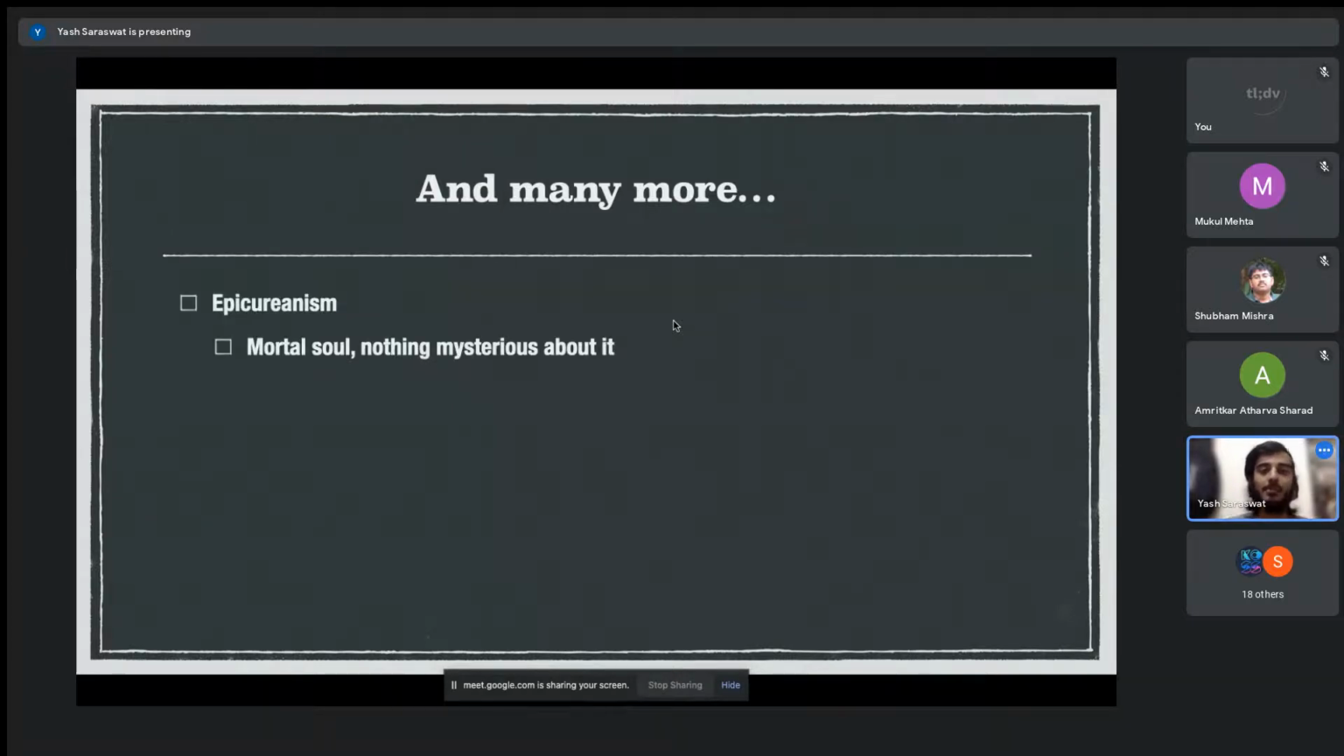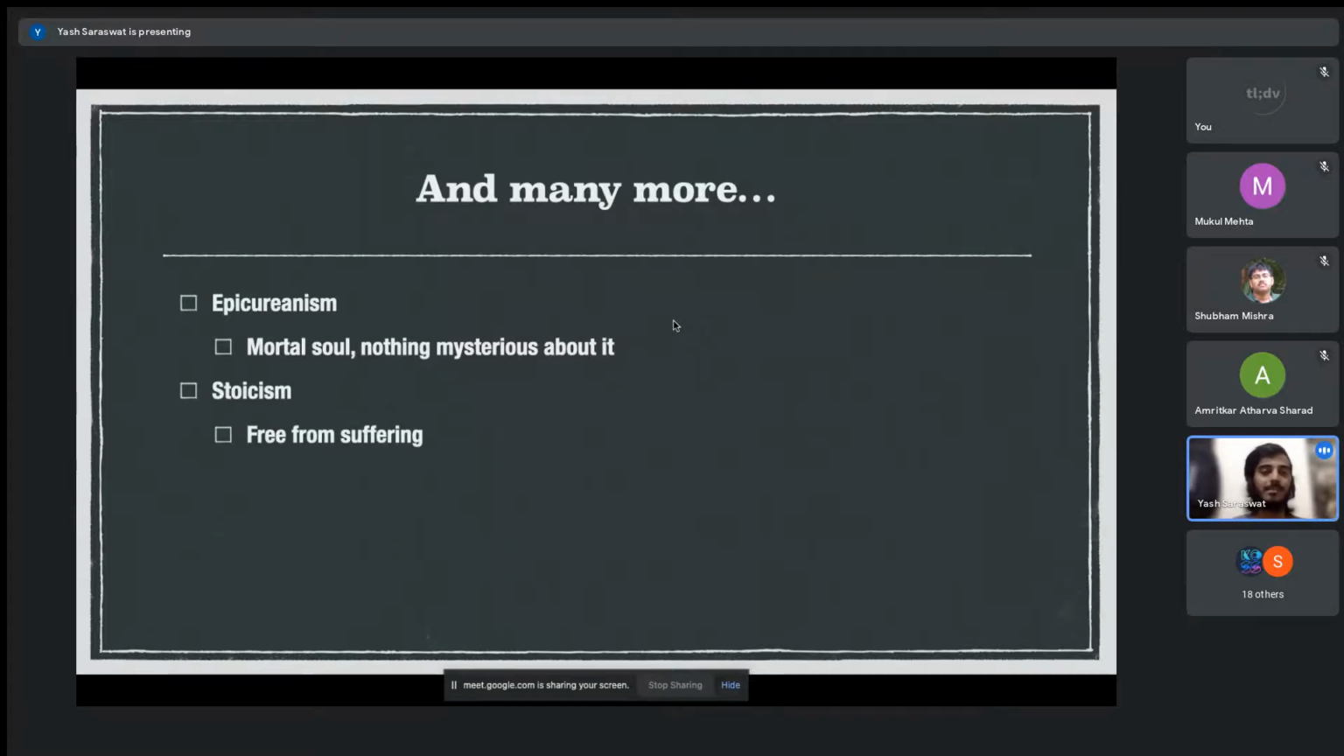But there are some more. Epicureanism is basically mortal soul, nothing mysterious about it. There's a soul, and your body and your soul are the same thing. So you need to do everything you want to do in the same life. There's no afterlife and all that. So everything you need to do, just do it right now, is what they say.